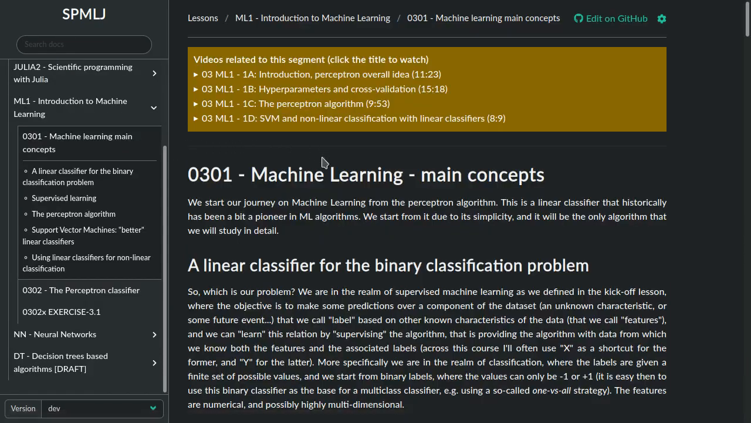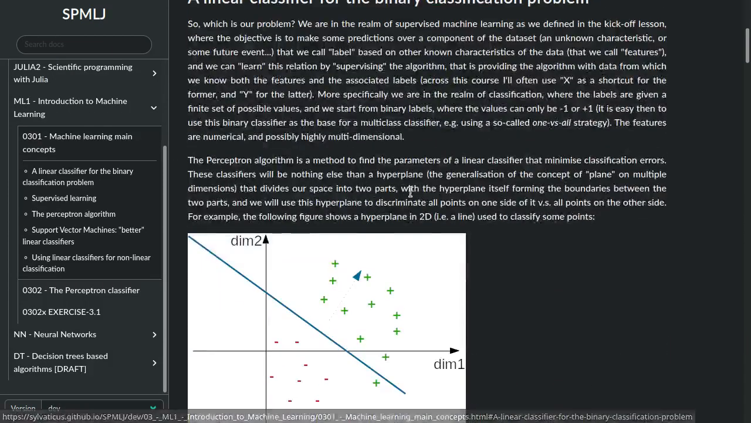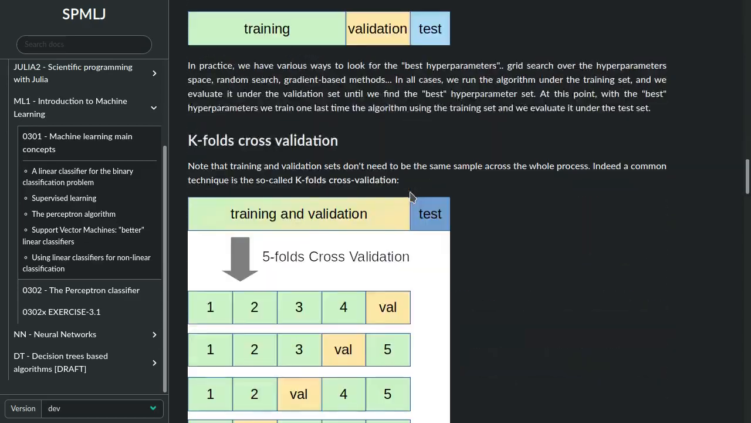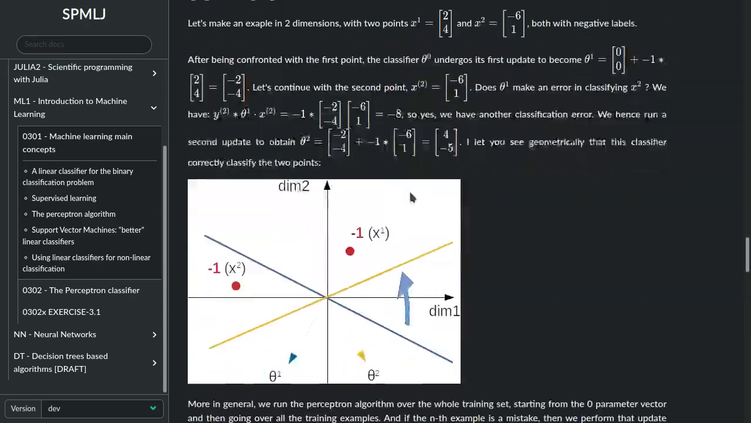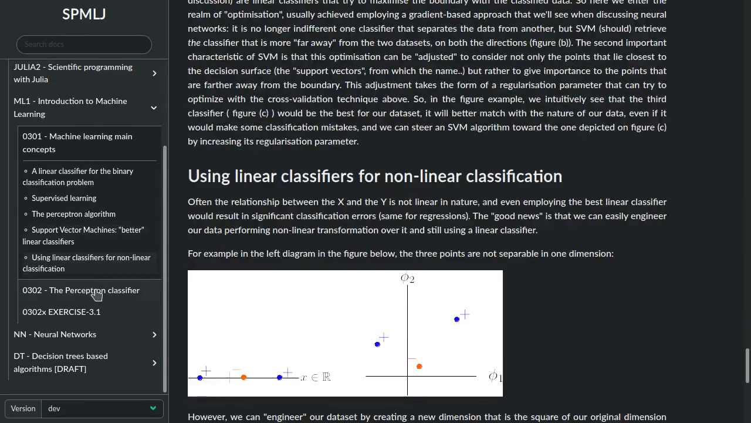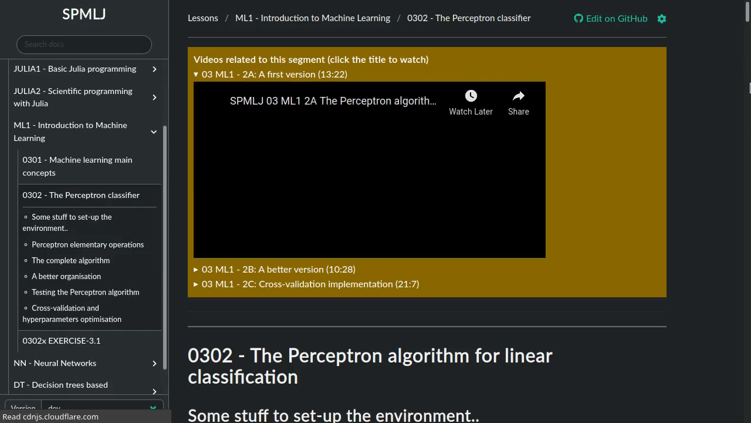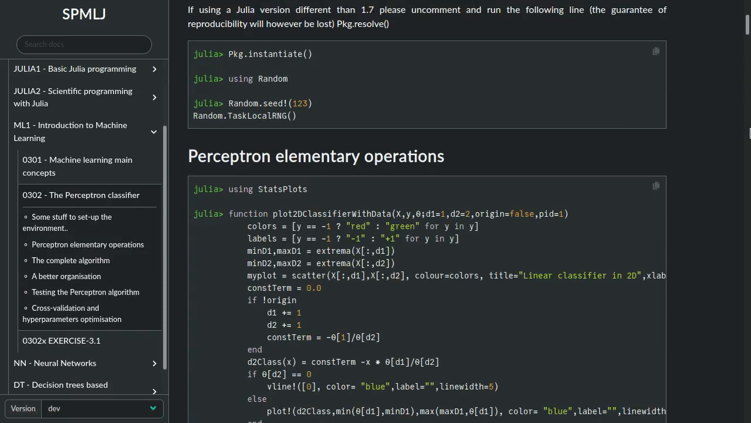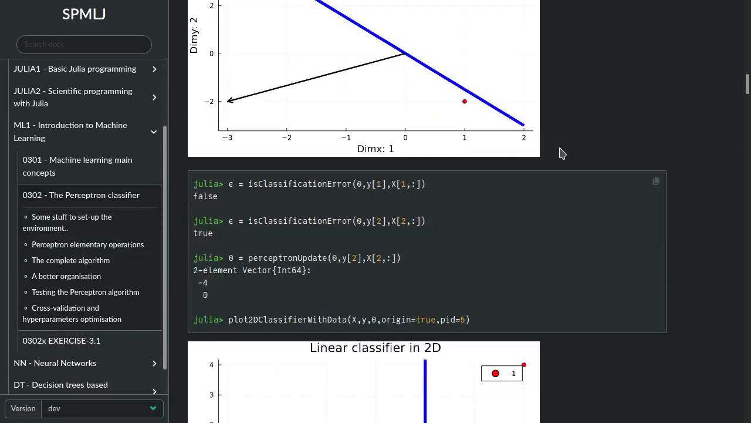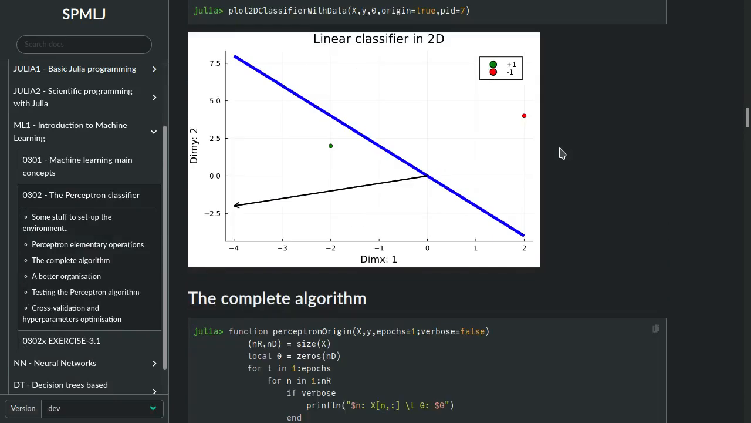The third thematic unit, ML1, provides an intuition to many machine learning concepts, including supervised learning, cross-validation, and regularization. We also go deeper by implementing ourselves perhaps the simplest machine learning algorithm, the perceptron linear classifier.